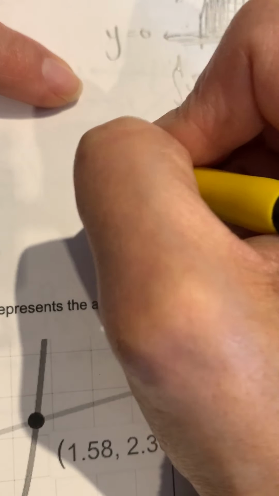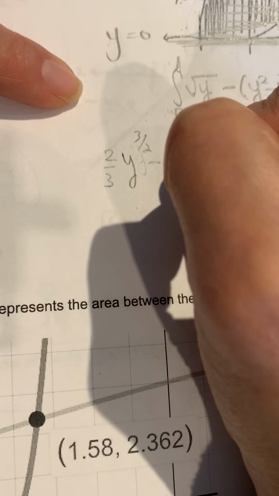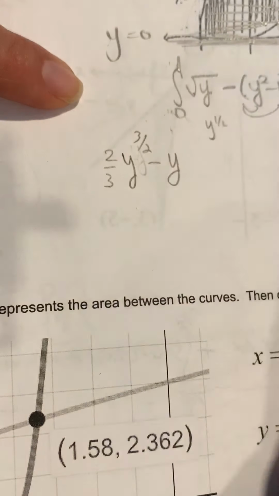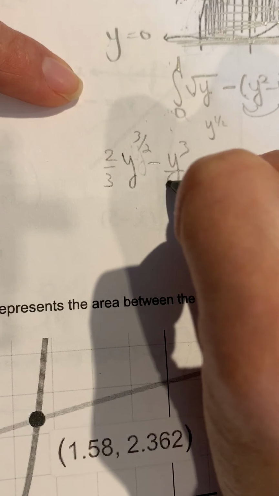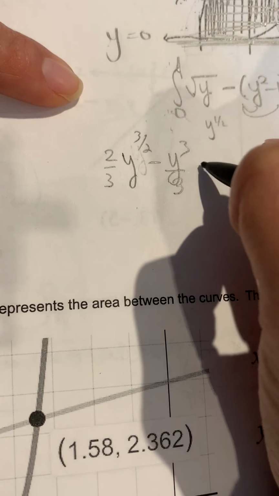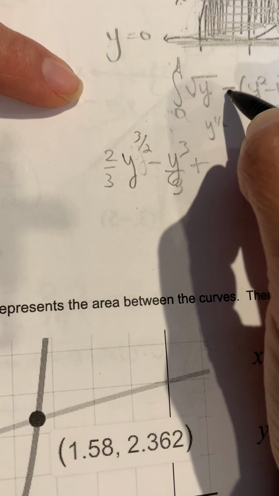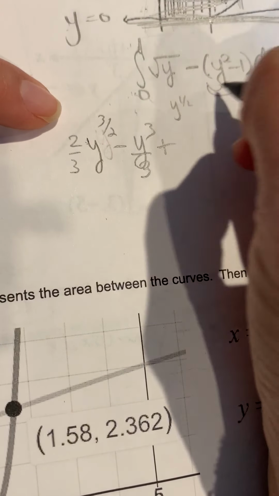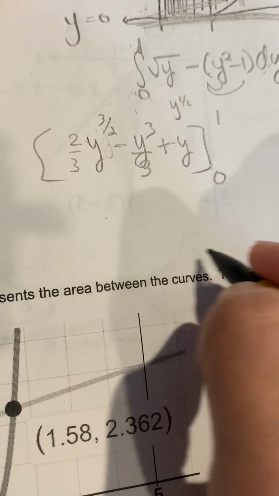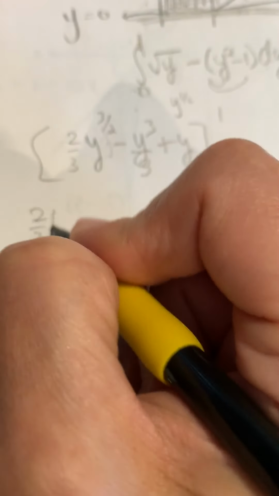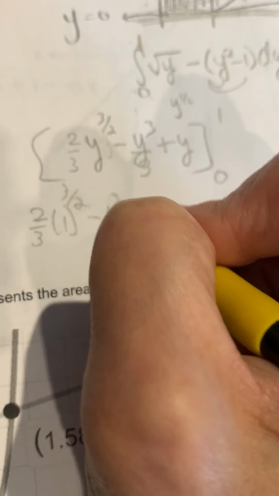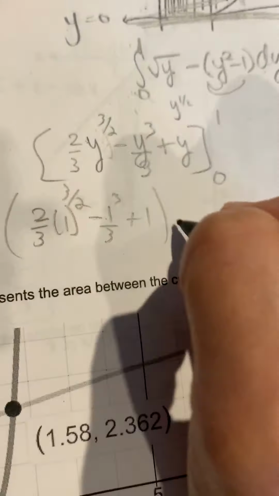3 over 2, 2/3 minus, and then I'm going to distribute that negative. So then that's y to the third over 3. And then I know it would normally be minus, but because of the negative in front of the parentheses, if you can see there, that would be plus 1, so that would just be y. Evaluate this from 0 to 1, and this is 2/3 1 to the 3/2 minus 1 to the third over 3 plus 1 minus, 0 minus 0 plus 0.